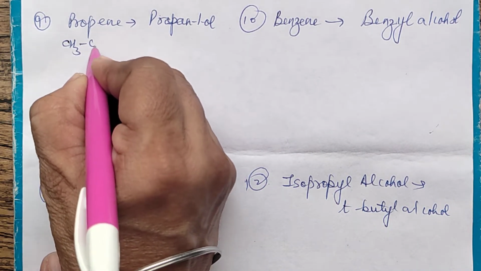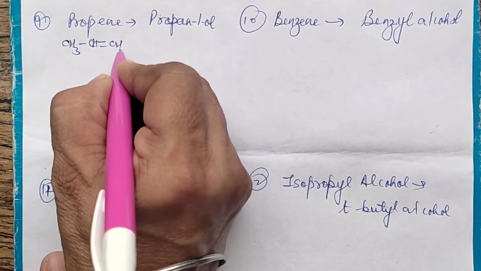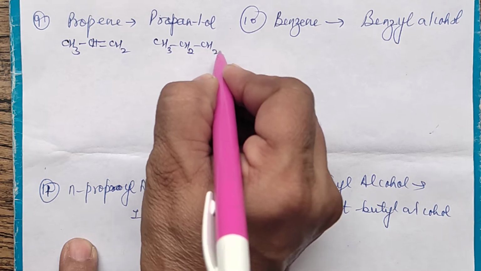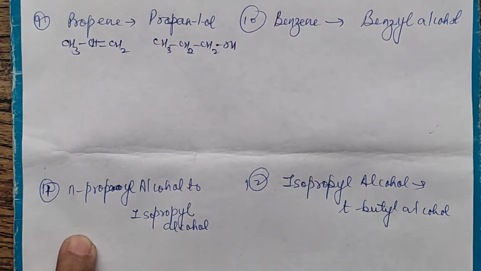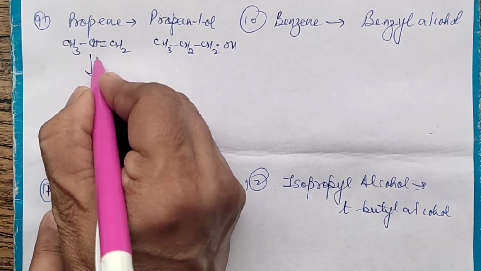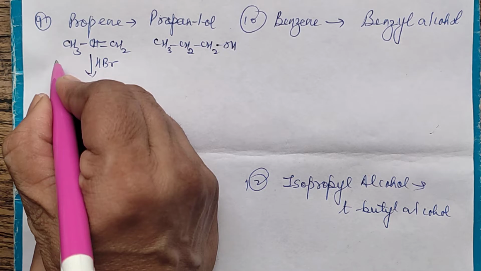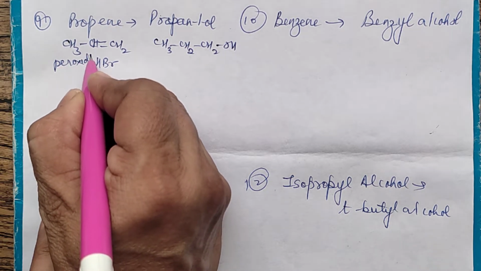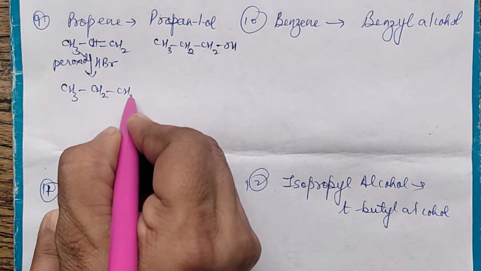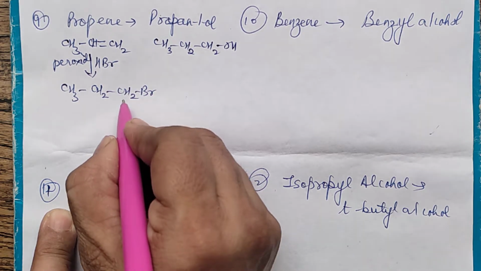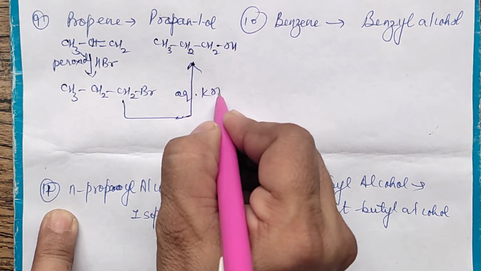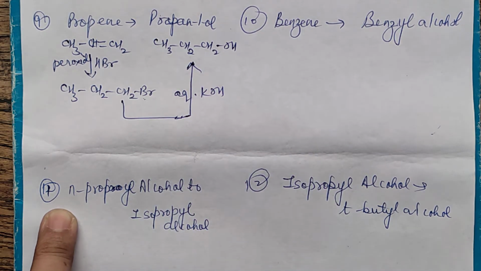Propene. This is H, double bond CH2. You want OH on first carbon atom. You want it at first carbon, which means you have to think of anti-Markovnikov. You will add HBr in the presence of peroxide to propene, which is an unsymmetrical alkene. So you will get Br at the end, and just one step now, treat with aqueous KOH or aqueous NaOH. So OH will come here.